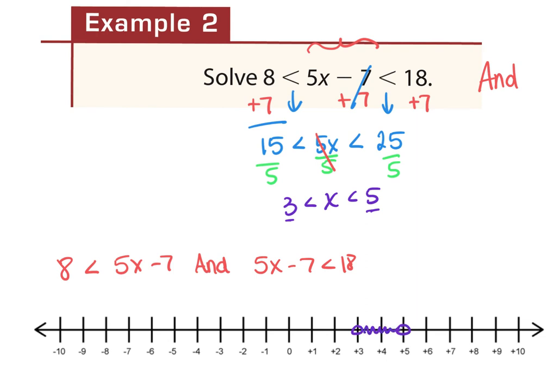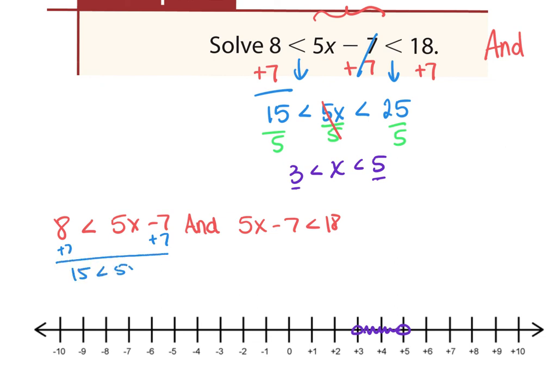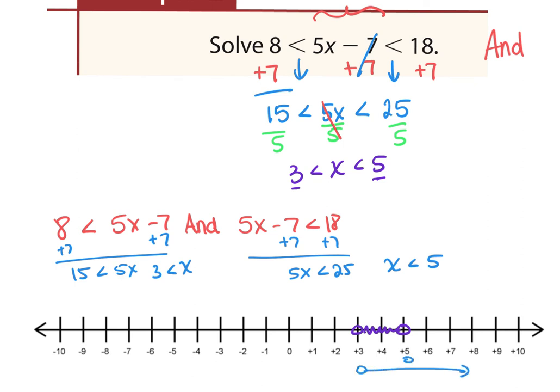So if you solve it like this, you kind of get a picture visually of what your answer is going to be. But if you don't like solving it this way, you can solve it as two different ones. All right? And you do exactly what we did. You would add your 7 over. You would get 15 is less than 5x, and you would get that x is greater than 3. If you did it over here, you would add your 7. You would get 5x is less than 25, and you would get x is less than 5. And when you graph those, greater than 3, less than 5, you'll see the same crossover section. All right?